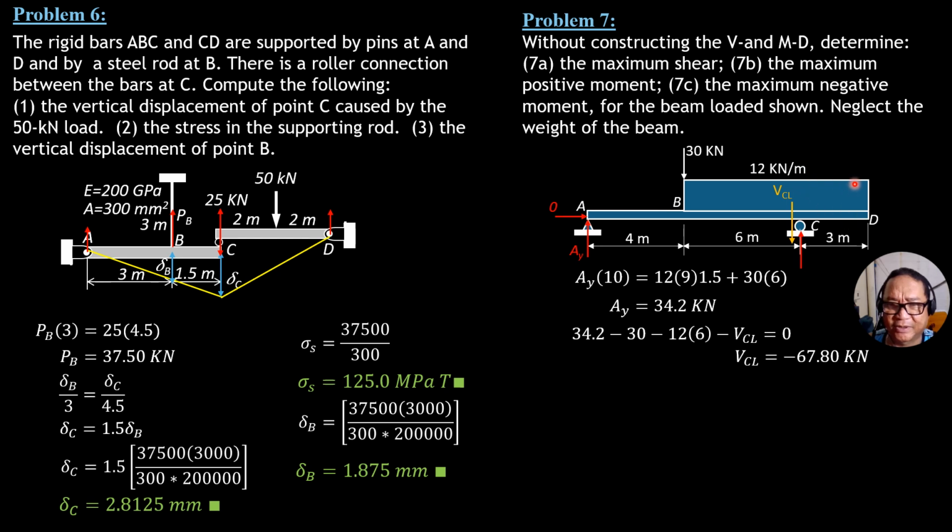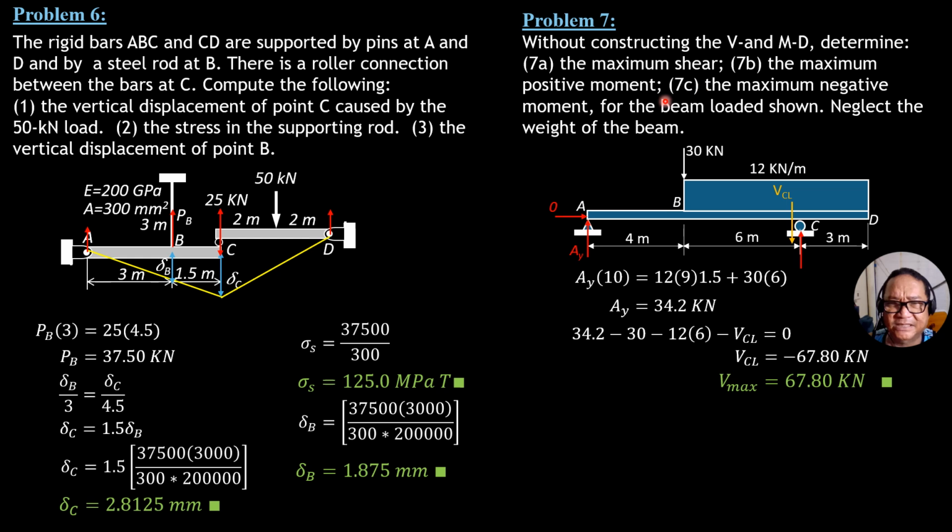it is only 12 times 3. If you draw the free body diagram just to the right of C, we consider this load. So shear, which is upward just to the right, minus 12 times 3 equals 0. So it's 36 compared to 67.8. So this is the maximum shear, 67.8 kilonewtons. And the sign does not matter for shear.